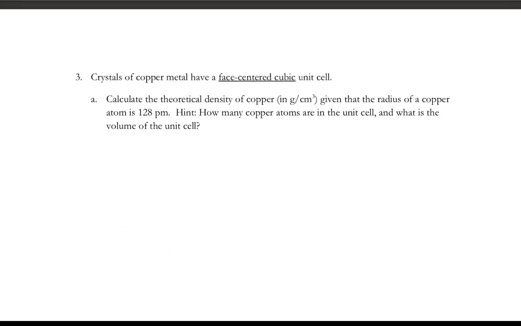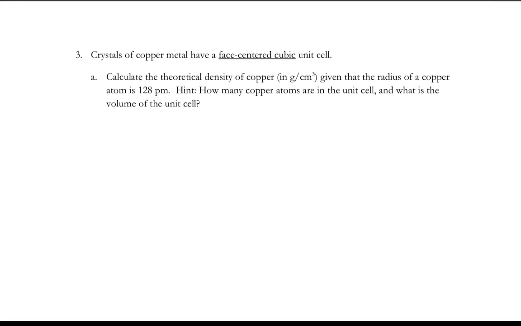Number 3, crystals of copper metal have the FCC unit cell. So you're calculating the density of copper in grams per cubic centimeter given the radius of the copper atom is 128 picometers. Again, a pico is 10 to the minus 12. And that problem is described very well, I think, in the Chapter 10 lecture handout. There's a problem or two where we're calculating densities. So look over those notes. Also look in the introduction above.